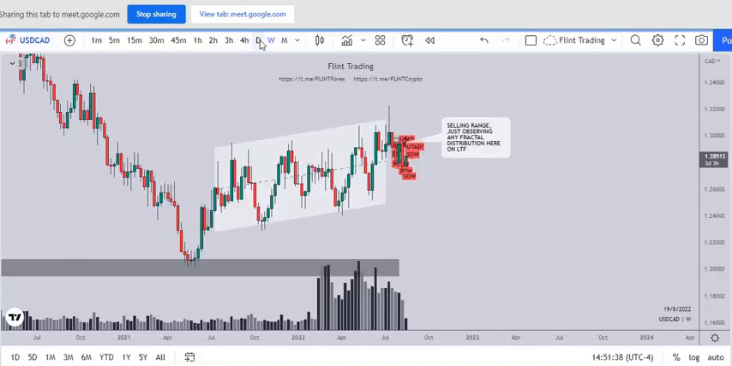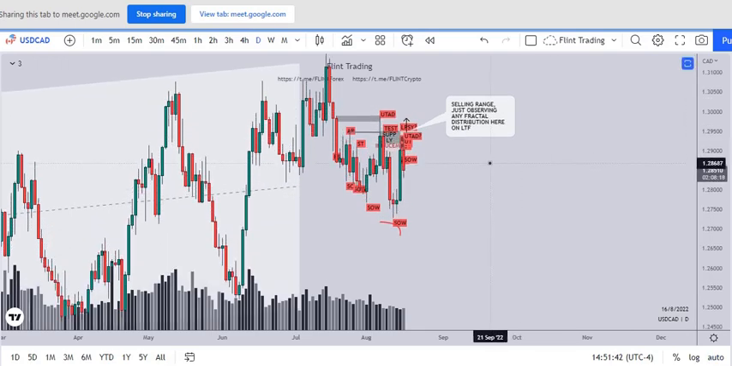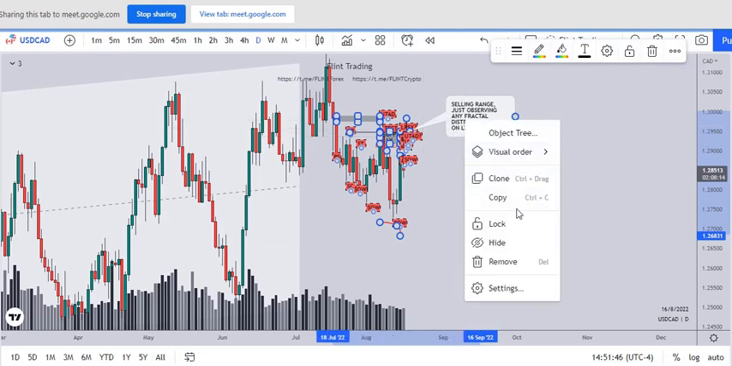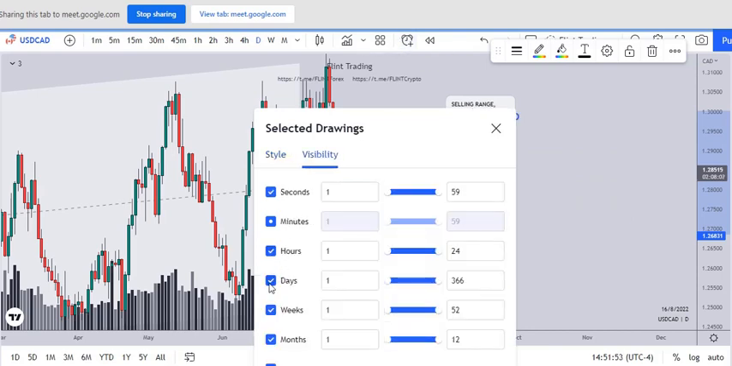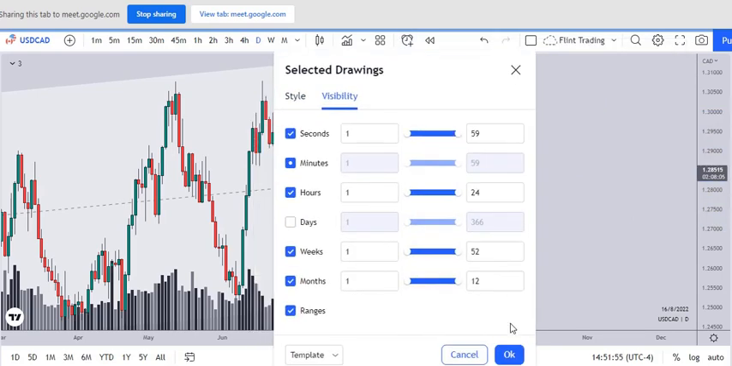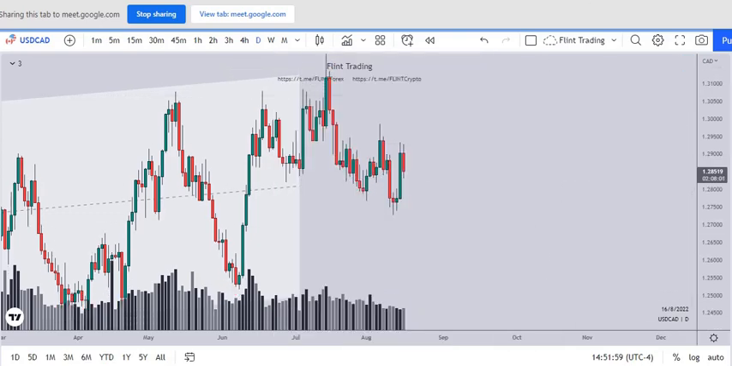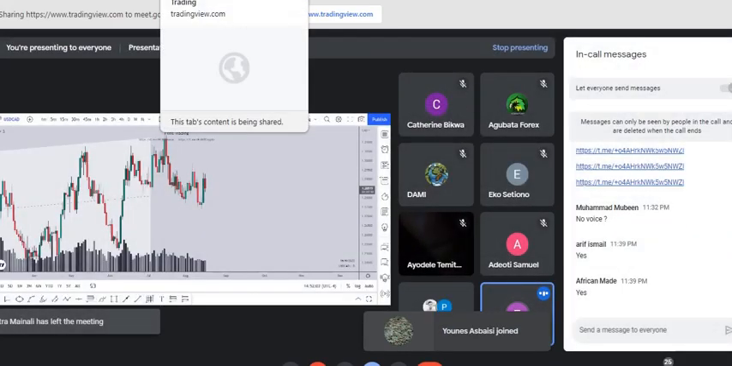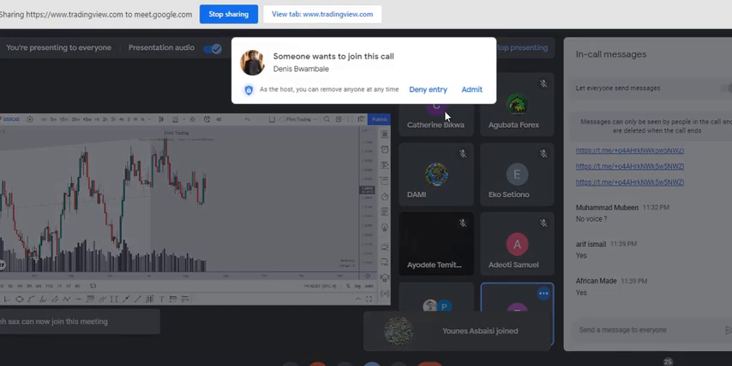So let me just go down to daily. Come on, guys. Every few seconds I have to shift my tab and accept the members. Come on.